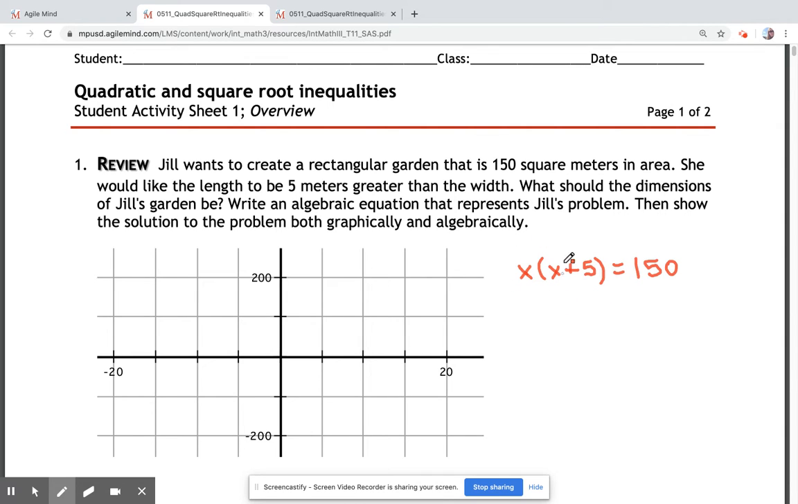Remember when we graph it, how we graph y equals on the left side and y equals on the right side? Yep, it'll work just fine. So go ahead and hit pause to work this out and then hit play when you're ready to check your work.